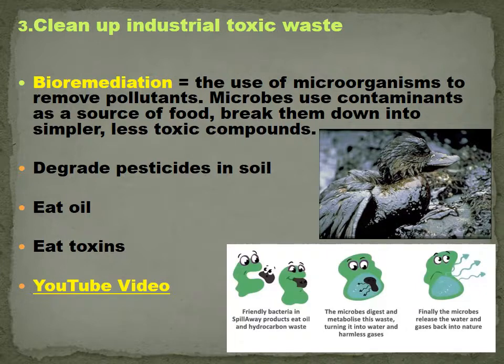So another way that bacteria can be very beneficial to us is to clean up industrial toxic waste. And that process is called bioremediation. This is where we can use microorganisms to remove pollutants from the atmosphere. Microbes can be used, and they will use the contaminants as a source of food and energy and break them down into simpler, less toxic compounds. So they can eat the oil from an oil spill, for instance, or eat toxins in soil and degrade pesticides. So this has huge implications and is very, very beneficial to us.